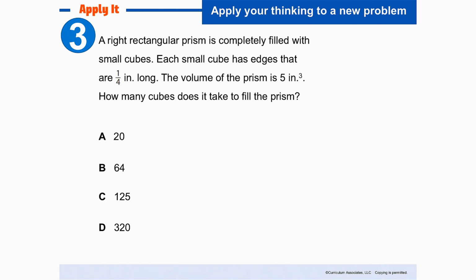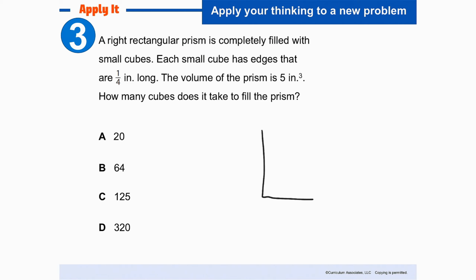Looking at number 3, it says a right rectangular prism is completely filled with small cubes. Each small cube has edges that are 1/4 long. The volume of the prism is 5 inches cubed. How many cubes does it take to fill the prism? So we need to think about a few things here. We need to think about if each one of the edges has 1/4 pieces, and it eventually ends up being 5 inches cubed. How many cubes do I need?